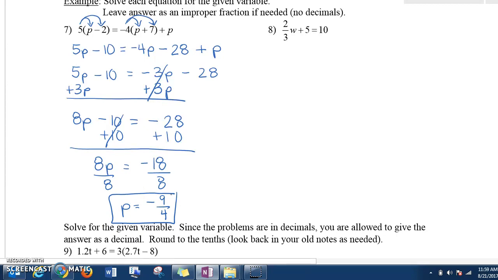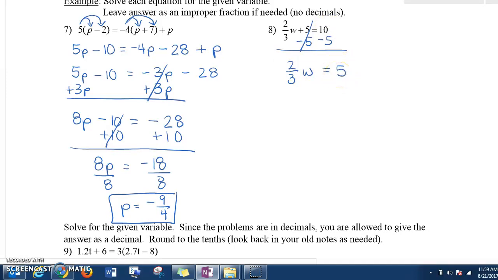Let's go ahead and look at example 8. Example 8 isn't so difficult. The only scary part is that there's a fraction right here in front of the variable. So we're going to go ahead and solve for w. I'm going to subtract 5 on both sides just because there's a plus 5 there, so I'm trying to get w alone. 2/3 times w equals 10 minus 5, which is 5.